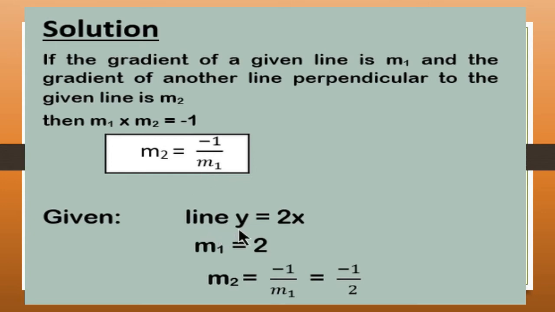We have the equation of the given line, y is equal to 2x. From this equation, we can see that 2 is the gradient, because if the equation is given in the form y is equal to mx plus c, then the coefficient of x would be the gradient. So in this case, the gradient is 2. So m1 is 2, and m2 can be found by dividing -1 by m1. So we are dividing -1 by 2. So this is the gradient of our perpendicular line.